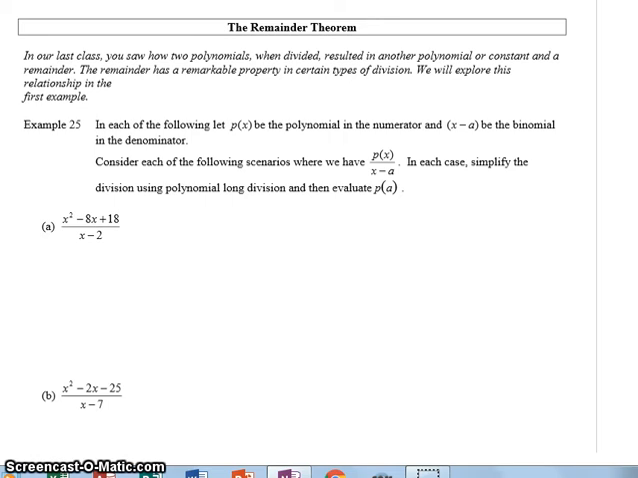Okay, this is Unit 7, Day 5, the last day in the unit, and today's about the remainder theorem. It's really important that you know that name because on your test, it'll say use the remainder theorem, so you have to know what's going on, okay?